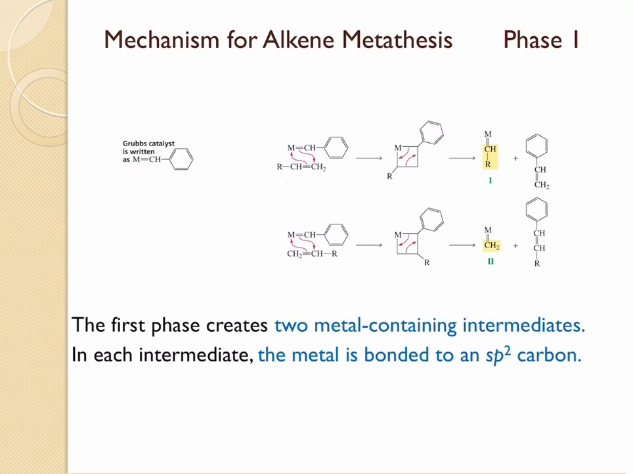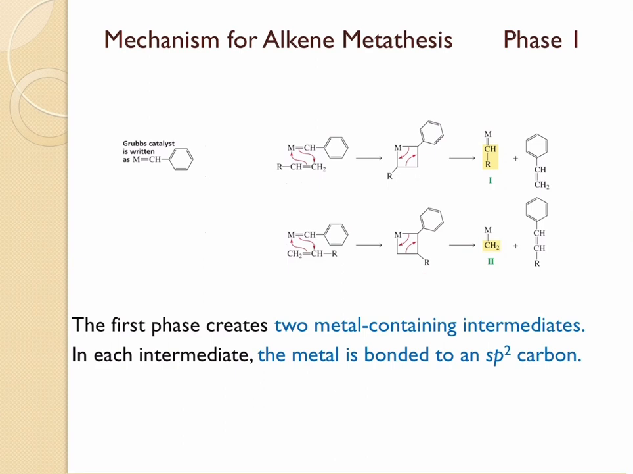Coming to the mechanism for the alkene metathesis reaction. The reaction happens in two phases, and both of these phases are identical, leading to the formation of a metallocyclobutane in both cases. This slide shows only phase 1. Here is the representation for Grubbs catalyst, and this is the alkene molecule. Since the alkene molecule has two different sp2 carbons, the metal from the Grubbs catalyst can attack either one of those sp2 carbons, and accordingly two different metallocyclobutane structures can be formed.